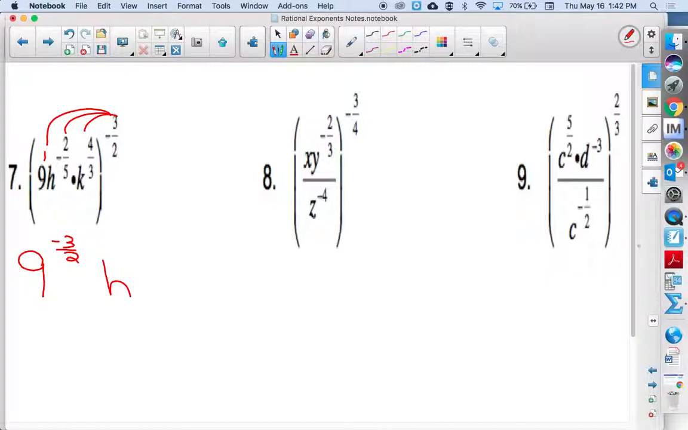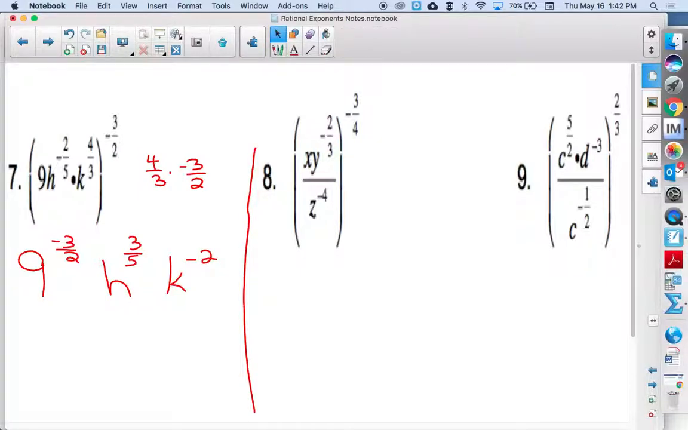Now the others, remember you're multiplying them. So you're multiplying those two fractions. So Brandon, we're taking -2/5 times -3/2. 6, and 6/10 reduces to 3/5. 3/5. Good job. And then Brandon, K has 4/3 times -3/2. -2. And that's a -2. Nice. You need to kind of just take your time mentally, top, bottom, reduce.